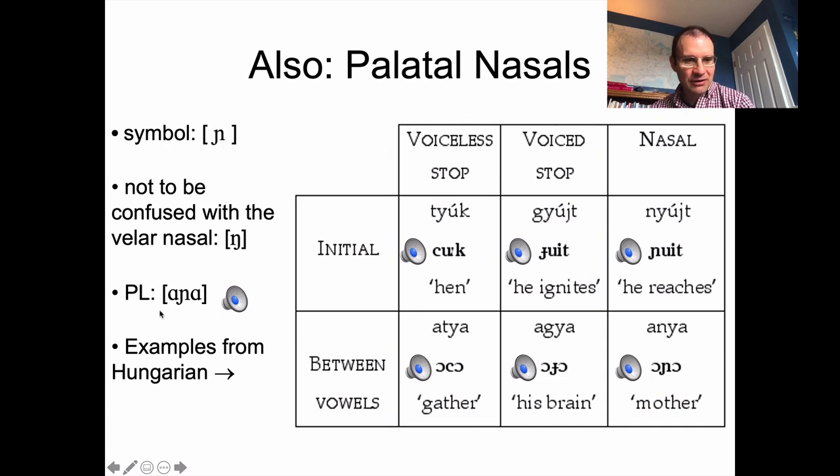So here's Peter Ladefoged producing one of these just in phonetics speak. Anya. Anya. Anya. And I think that one should not be too difficult for you guys to work with. We get something similar to it in a word like canyon. Nya, nya. Anya. And it should basically sound like a combination of an N and a yod at the same time. And like I said, I have examples of this from Hungarian.